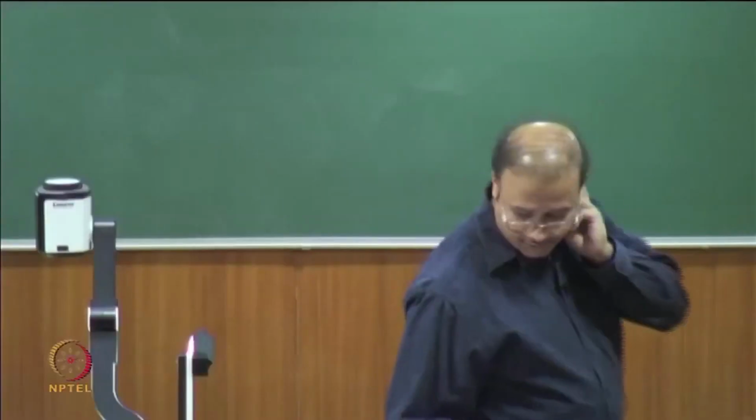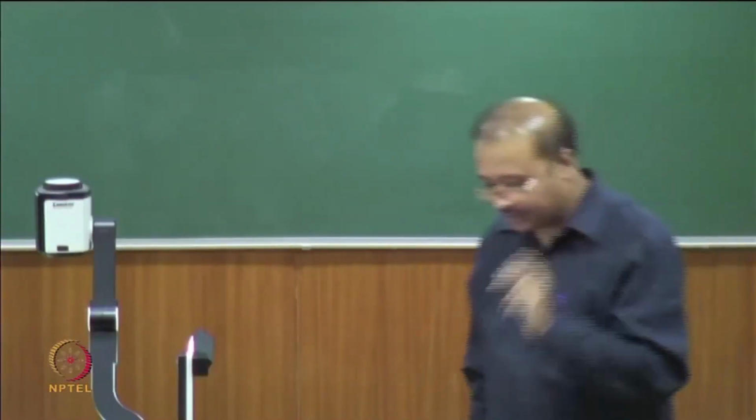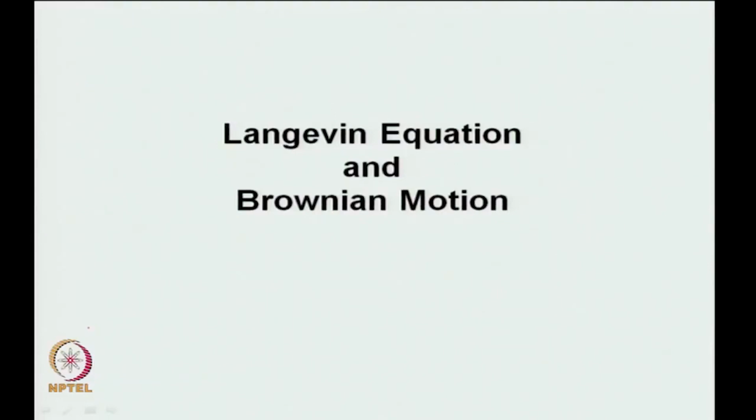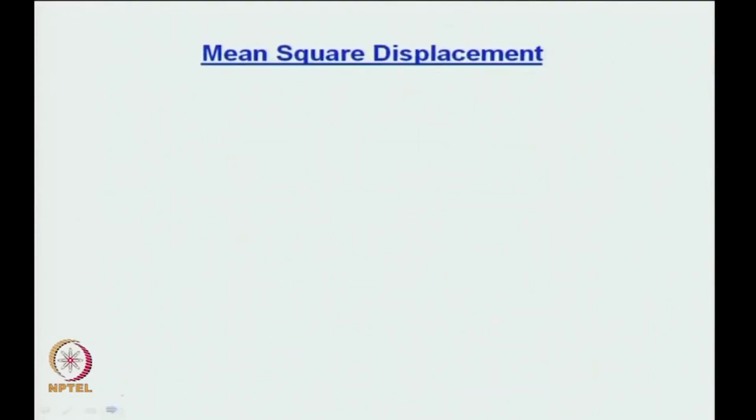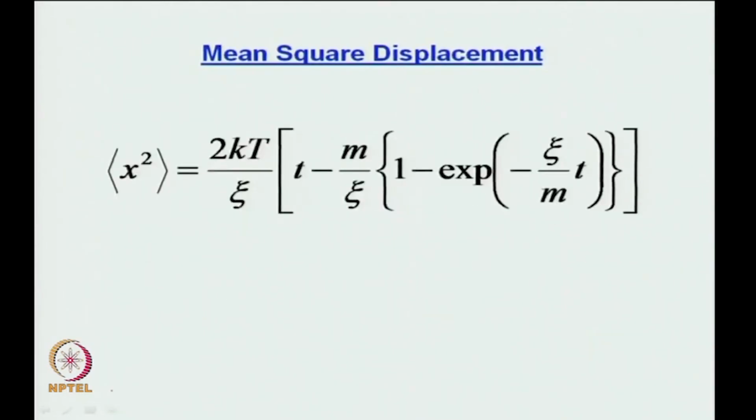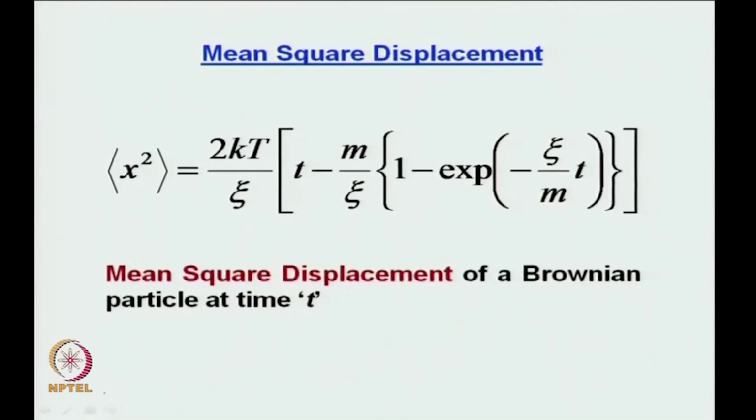Okay, so last we were discussing the Langevin equation, and then we looked at the mean square displacement from the Langevin equation. So, mean square displacement is a fundamental quantity we are all interested in. This is the expression we had for the mean square displacement of a Brownian particle at a specific time t, or how it varies as a function of time.